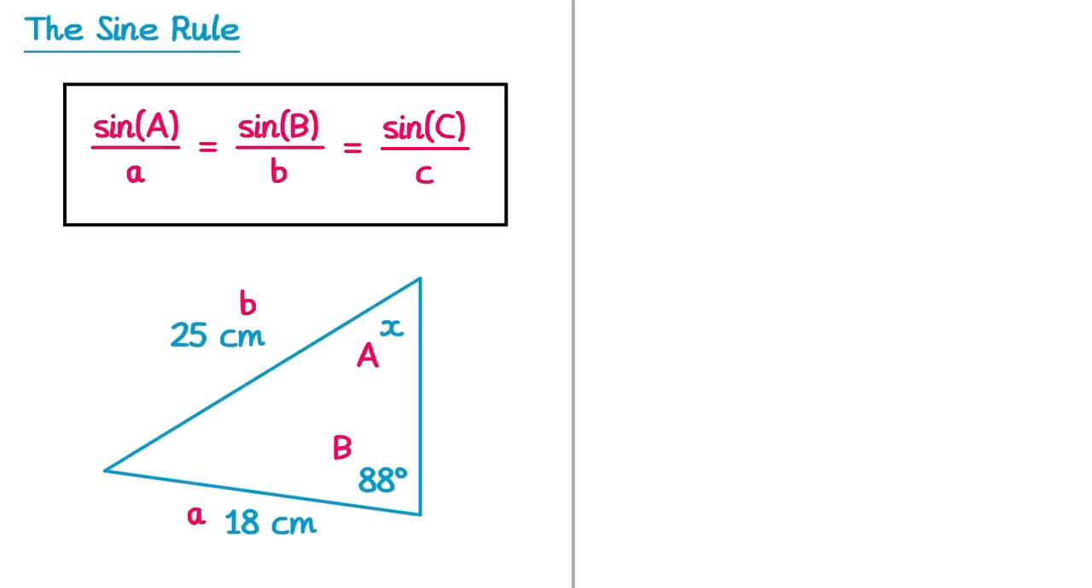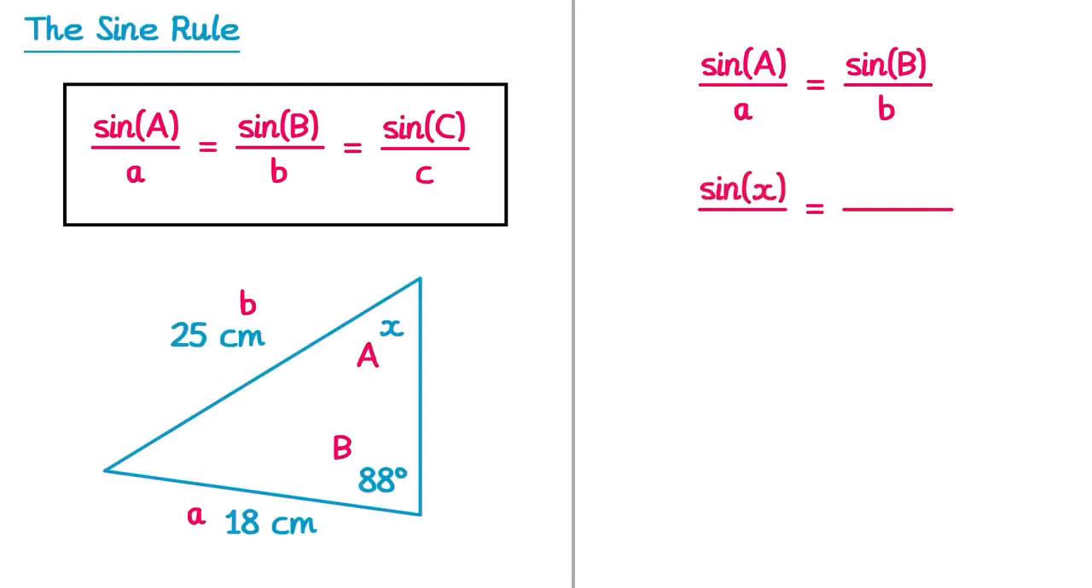We then take the first part of that formula once more, and we write this out, but replace all of those letters with the information in the question. So instead of sine of capital A, that's now sine of x, the one we're trying to find. We divide this by lowercase a, so that's 18. And on the second fraction, we've got sine of capital B, so sine of 88. And this is divided by lowercase b, so that's 25.